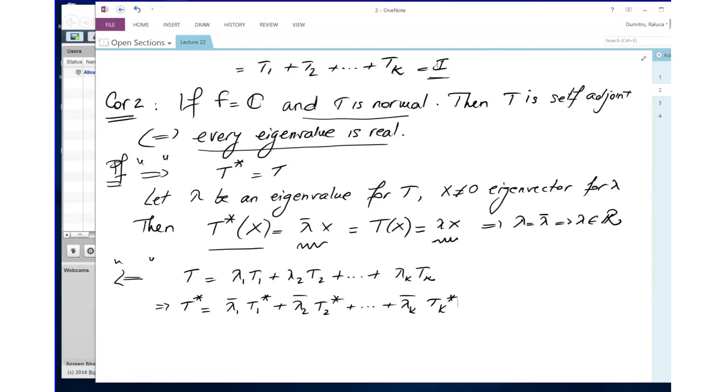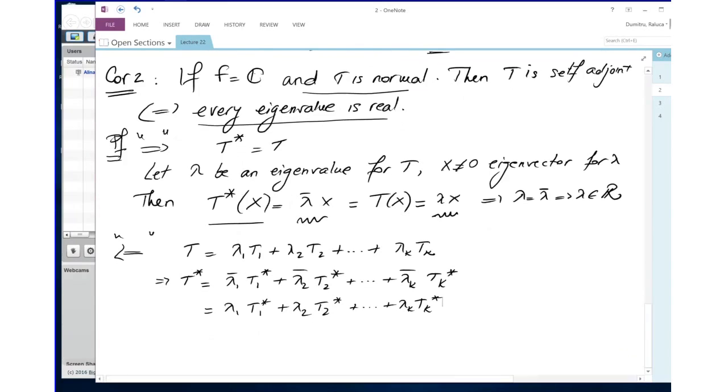We're assuming that all the eigenvalues are real, which means the complex conjugates will not change anything. And finally, again, T1 through Tk are orthogonal projections, so they are, in particular, self-adjoint. And this is nothing more than the original.